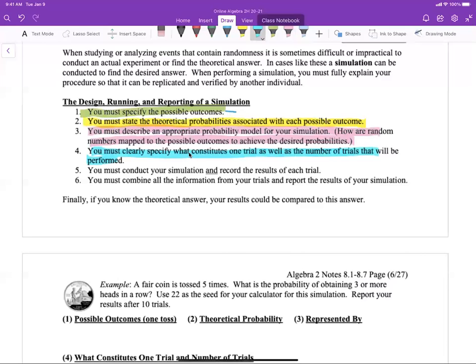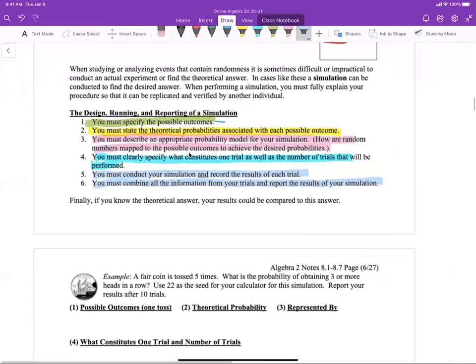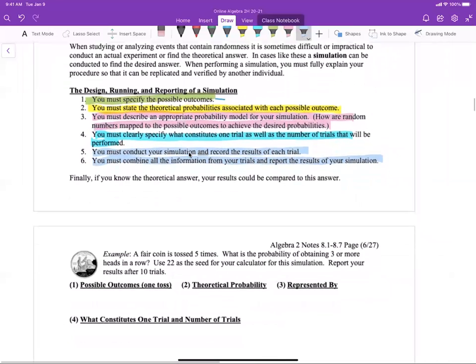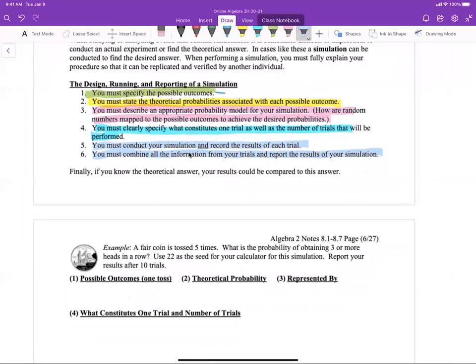And you must conduct your simulation and record your results. So now we're going to actually run it. And then you combine all the information for your trials and report the results of your simulation. If for some reason you know the theoretical answer, your results could be compared to that.